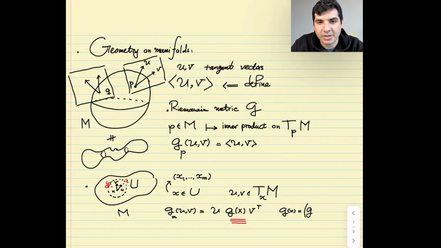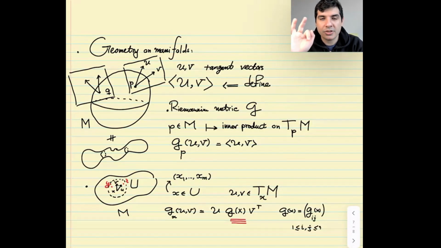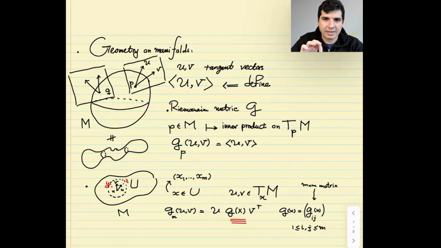If I denote the components of this matrix by Gij, for i and j between 1 and m, each Gij is a real valued function on U, right? So we get an m by m matrix valued function. The point is that as we move x, G should change smoothly. Great. So in local charts, we can present our metric with a matrix.